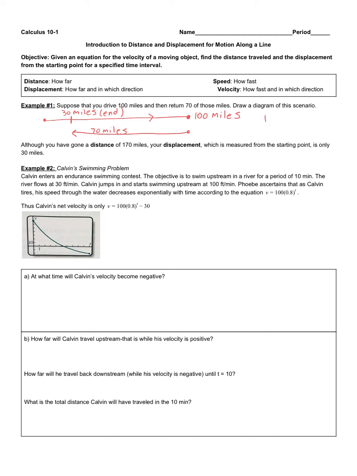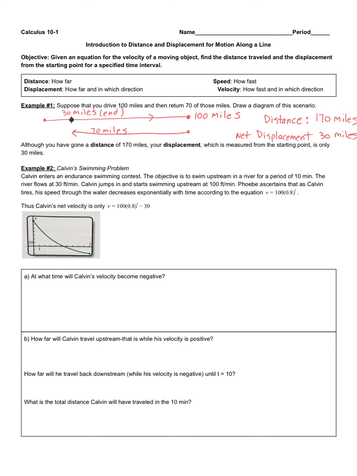So our distance is how many miles did we drive in total? Our distance is 170 miles. We drove 170 miles. But where we ended up is our displacement. Our displacement is equal to 30 miles. So that's kind of the difference there. Displacement is 30 miles. So again, our total distance is 170 miles, and our net displacement is we ended up 30 miles from where we started, right here.